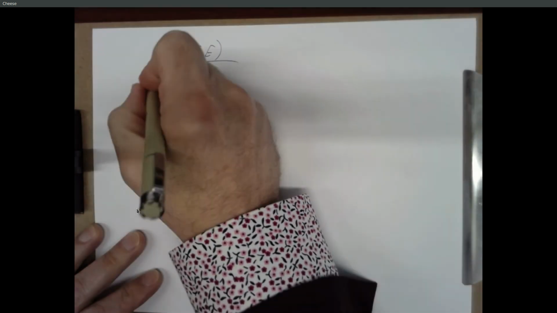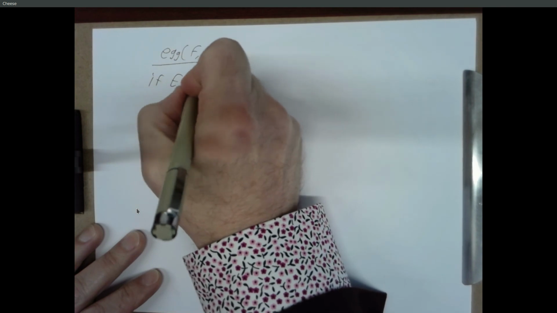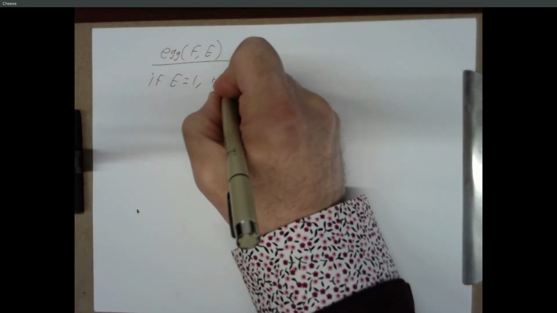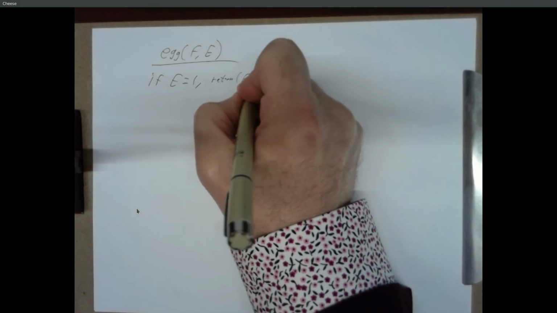And we can name a few base cases. So if E is equal to 1, I think we talked about this yesterday. How many experiments do we need if we only have one egg? We need F, because we have to start from the first floor and work our way up. If we don't start at the first floor and the egg breaks, we don't know what the critical floor was. So if E is equal to 1, we can just return F.